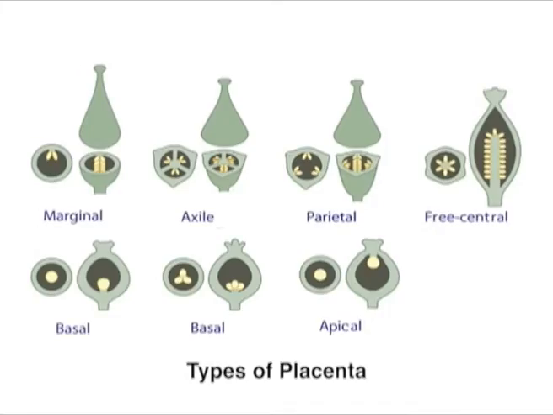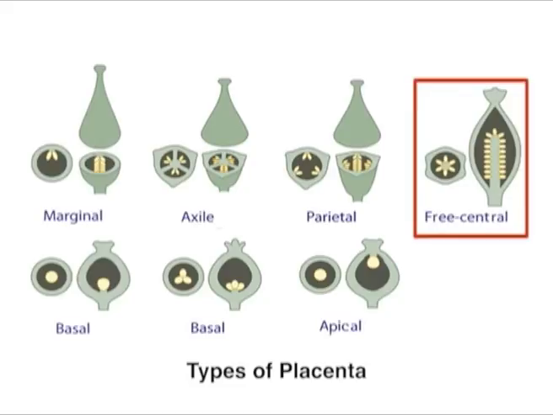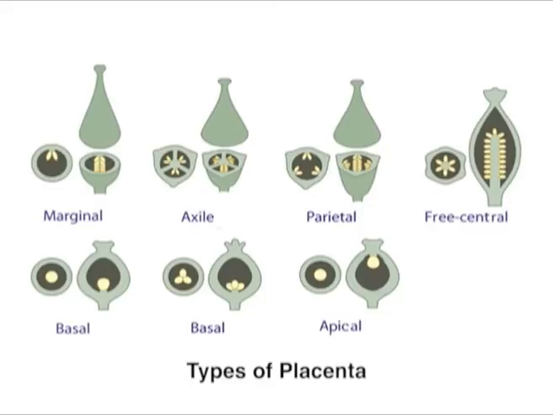When the ovules are borne on the central axis and septa are absent, like in dianthus, it is called free central placenta. If the ovules are attached to the roof of the ovary, it is called apical placenta. If the placenta develops at the base of the ovary and a single ovule is attached to it, as in helianthus, it is called basal placenta.